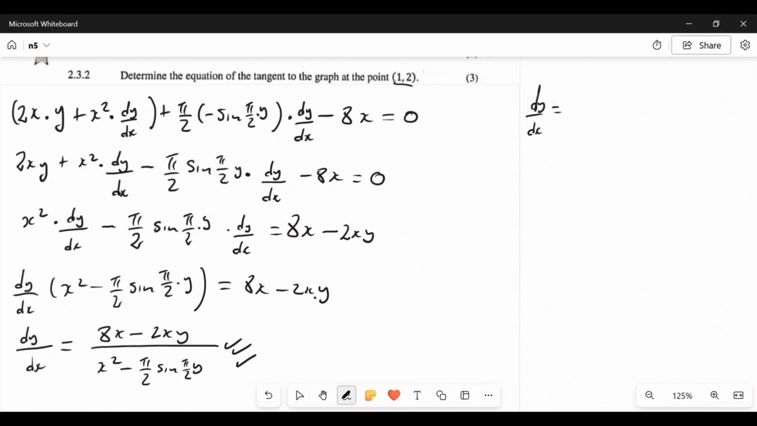Right, so in our expression, we have 8x. Instead of writing x, we're going to write 1 there, minus 2x multiplied by y. So instead of writing x, we write 1, and instead of writing y, we write 2, divided by. This is where things get tricky. Let's start with the first term on the denominator. X is 1, so it's x squared, which is 1 squared. Now minus this one here, it's pi over 2.